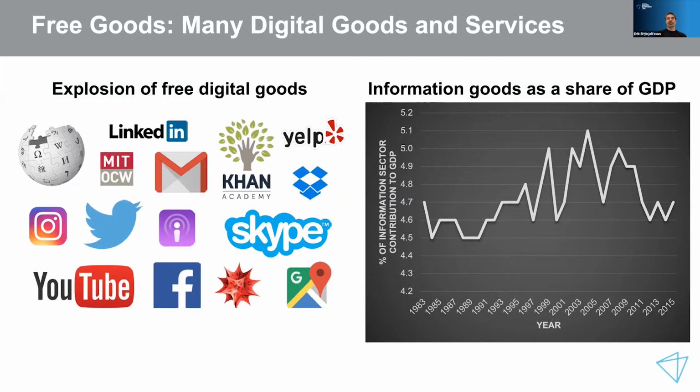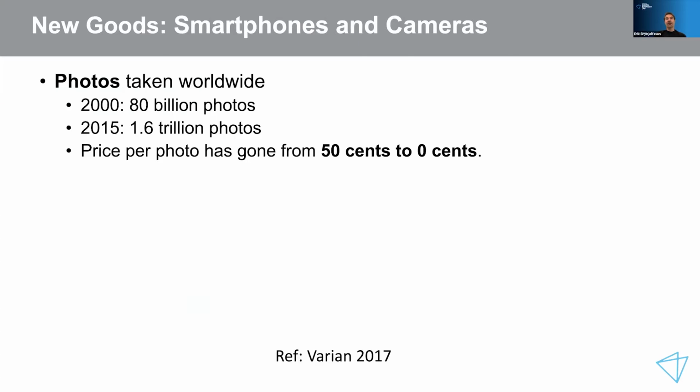It's not designed to be measured in the economy. And new goods, you see a similar problem. 20 years ago, there were about 80 billion photos taken worldwide, according to Hal Varian's work. 15 years later, it was 20 times more. But meanwhile, the price of photos, the marginal cost, went from about 50 cents to essentially zero.